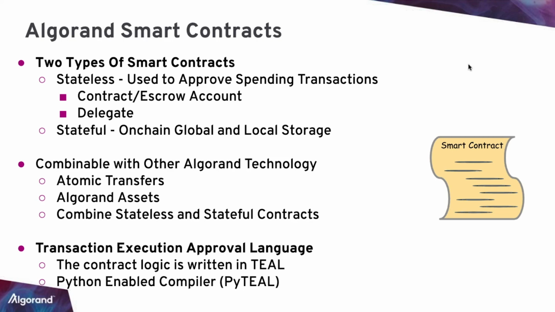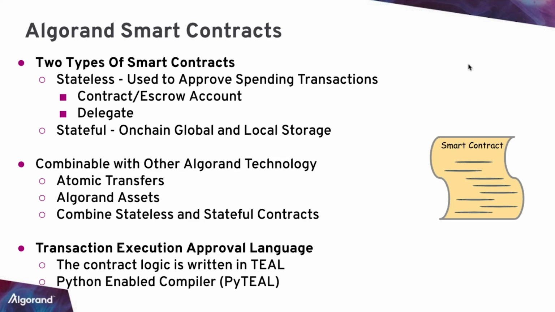And within that category of stateless contracts, we have two subtypes. One's called a contract account, which is basically an escrow. You compile this little piece of TEAL code and it produces an Algorand account. Then you can fund that account, and the logic determines whether anything can leave that account. And we also have something called a delegate contract, where I want to sign away some of my authority for my account based on this contract. What that might be is if I want to set up some type of bill pay where people can withdraw funds from my account. Those are the basic two types of stateless contracts.